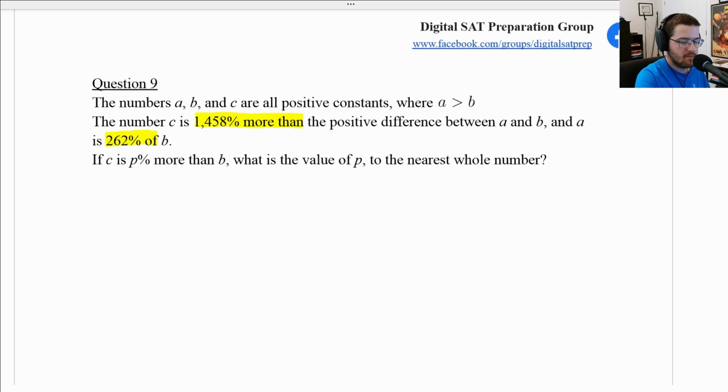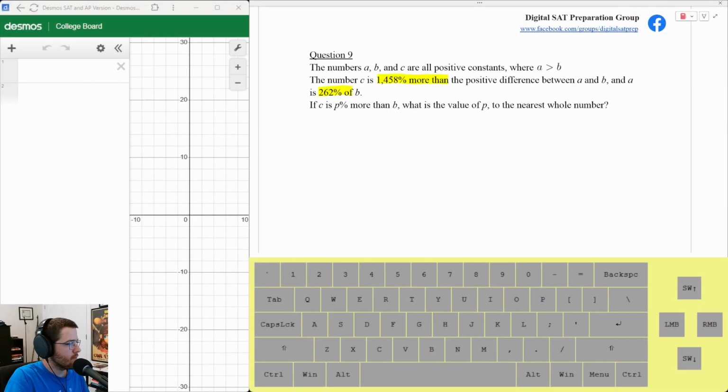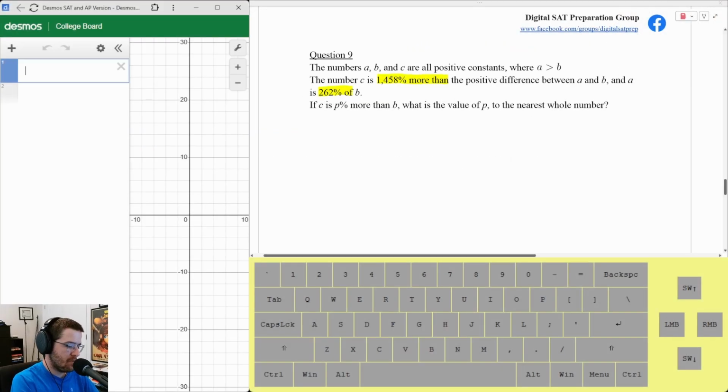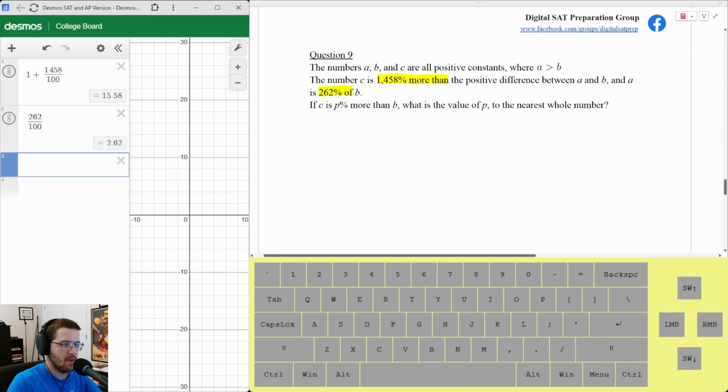Okay, question 9. Once again, let's go find those percent multipliers. 1458% more, that's an increase: 1 plus 1458 over 100. And then 262% of, we just change that to a decimal, divide by 100. Okay, so I get that first multiplier is 15.58.